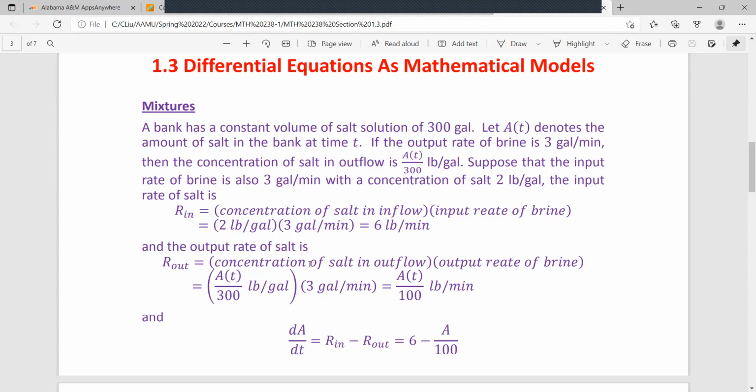So again, if you multiply these two, you're going to get the output rate of pure salt. The concentration of salt in outflow we already did, it is A over 300 pounds per gallon, remember? And the output flow rate is also 3 gallons per minute. That's given in the problem. So you multiply these two, the gallon and the gallon cancel, and you get 3 times A over 300. You cancel the 3, you leave 100 in the denominator, and you still have A in the numerator. So that's A over 100 pounds per minute. That tells you how much pure salt is flowing out per minute.